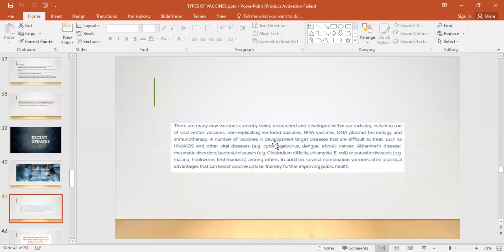A number of vaccines in development target diseases that are difficult to treat, such as HIV/AIDS and other viral diseases like cytomegalovirus, dengue, Ebola, and cancer. Alzheimer's disease, rheumatic disorders, bacterial diseases like Clostridium difficile and Chlamydia, E. coli, or some parasitic diseases like malaria, hookworm infection, and leishmaniasis. In addition, several combination vaccines offer practical advantages that can boost vaccine uptake, thereby further improving public health.